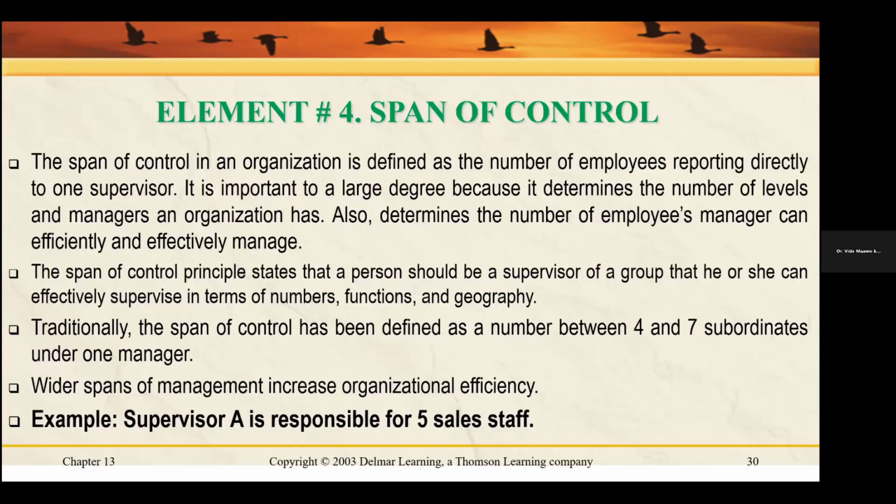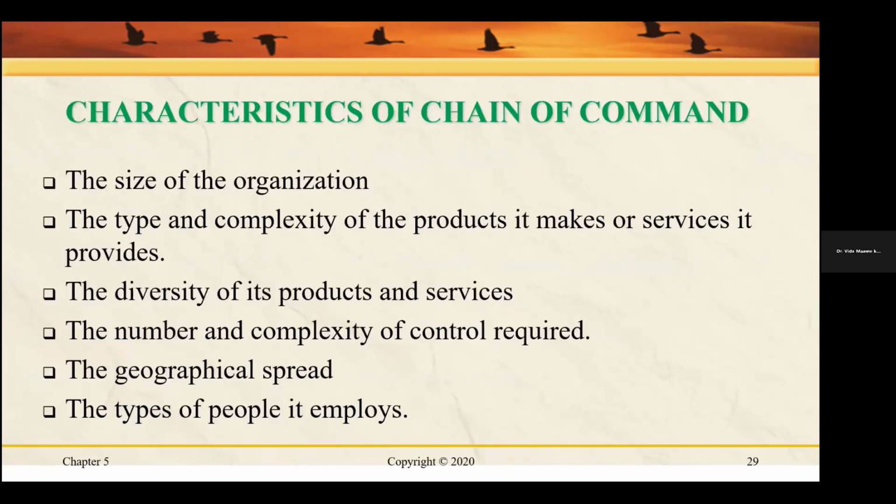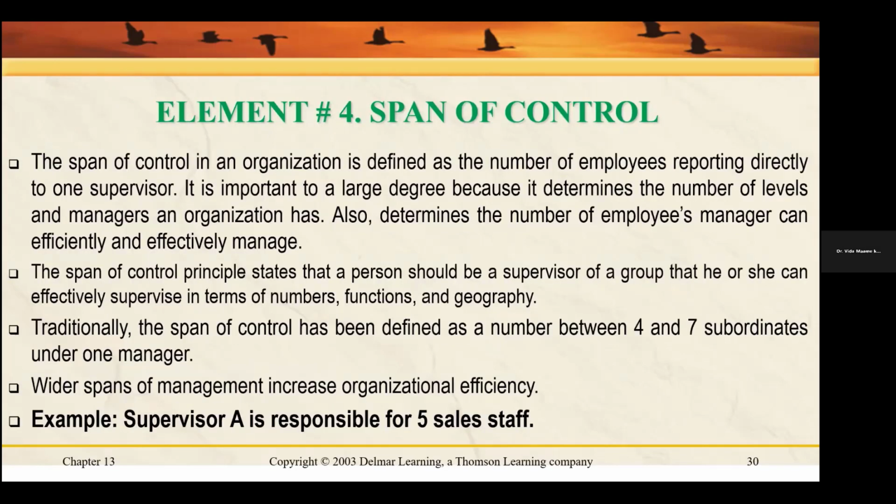Then element 4. Element 1, we have done that. Element 2, element 3, element 4. I said we have 6 elements. So element 4 is the span of control. The span of control in the organization is defined as the number of employees reporting directly to one supervisor. It is important to a large degree because it determines the number of levels and managers an organization has. It also determines the number of employees a manager can efficiently and effectively manage.